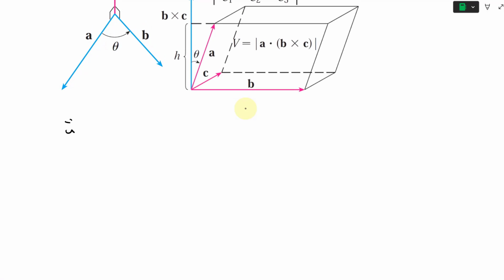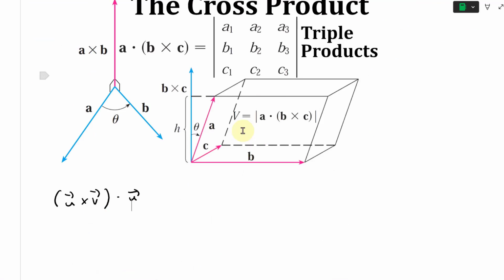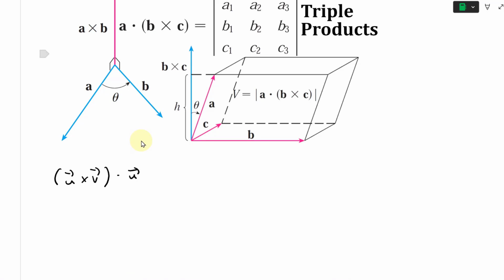So we'll have u cross v dot u. That is what we were asked: show that it's equal to 0. Well, we already just went over that, so that is true, it equals 0. Let's just show it quickly using the scalar triple product. First of all, we already went over the identity: this just equals u dot u cross v. So it doesn't matter which order you write it, it's going to be the same thing.